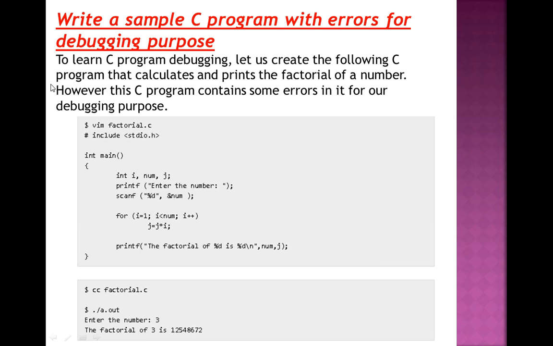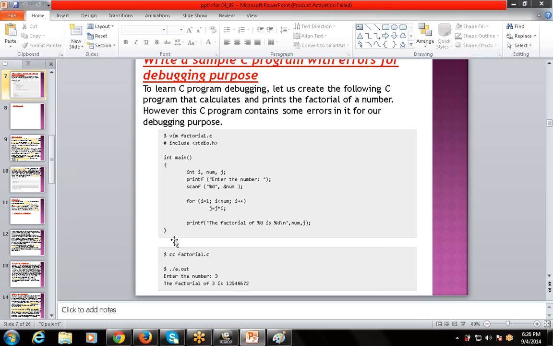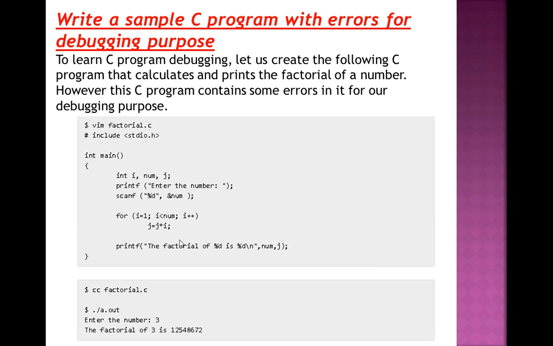So this is $vim factorial.c. This is your file name. #include <stdio.h>, int main. Either you use void main or int main. There are 3 variables defined: int i, int j, and int num. Then it asks the user to please enter the number for which you want to find the factorial. Then store the value using scanf with the address-of operator, that is scanf("%d", &num).